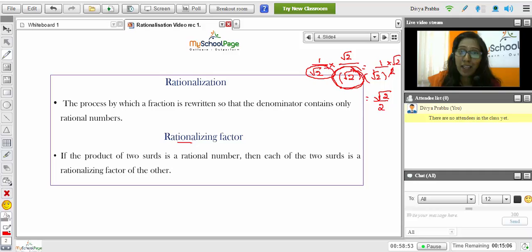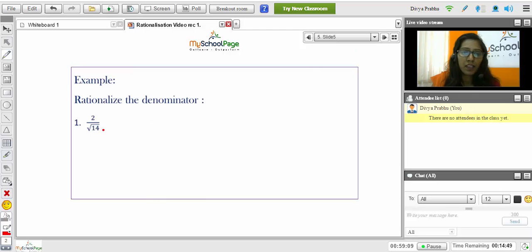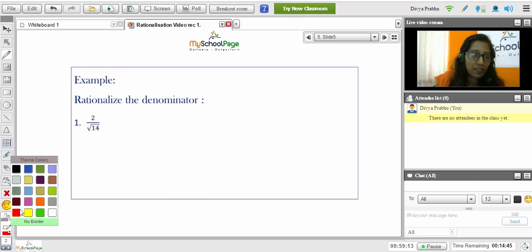First, we need to identify what's the rationalizing factor of the given sum. So what's the rationalizing factor? If the product of two surds is a rational number, then each of the two surds is a rationalizing factor of the other. Okay, as we already came across it. So shall we work out this example? So what is the question?